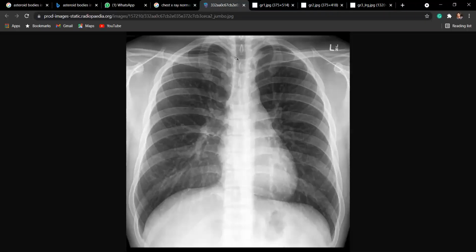Now you have a normal X-ray of a patient. See, again on the right side, you have this horizontal fissure. Above that, you have the apical lobe. Below that, you have the other lobes. But this middle lobe is covering the lower lobe completely, right? So the anterior is the middle lobe, and the lower lobe is more posterior.